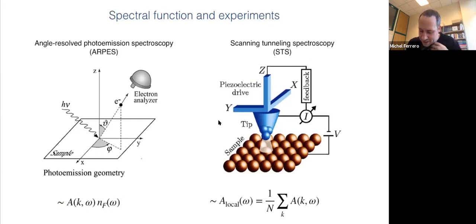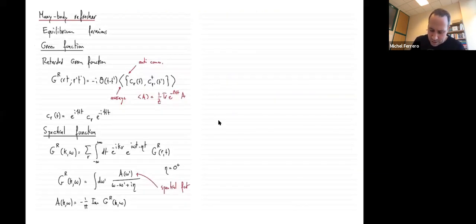Another experiment is scanning tunneling microscopy, where you use an STM tip to probe the material. And from that, you can extract the local spectral function. So you lose the information about the momentum, but you get the full frequency dependence, but of the local object, so the sum over k of A(k, omega). So when you want to relate to those experiments, this spectral function is really the key object. Okay, so oftentimes we'll try to interpret a bit the physics by looking at this spectral function.